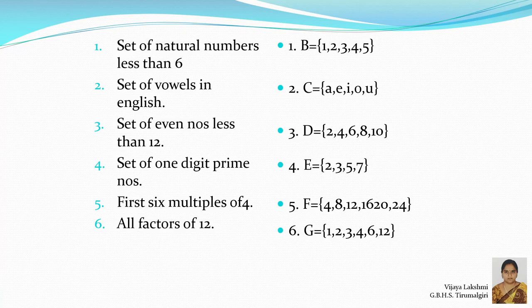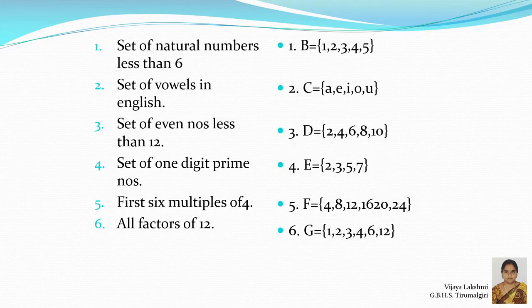Coming to the first example, set of natural numbers less than 6. We know that natural numbers start from 1 and the natural numbers less than 6 are up to 5. So, the set of natural numbers less than 6 are 1, 2, 3, 4 and 5. So, we give it a name B = {1, 2, 3, 4, 5} in flower brackets. And we read it as set B having the elements 1, 2, 3, 4, 5.